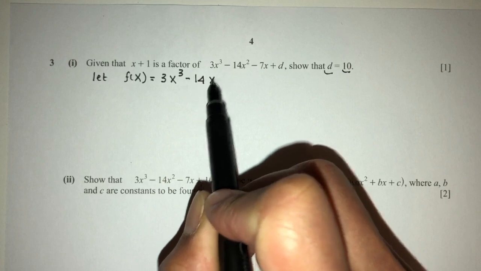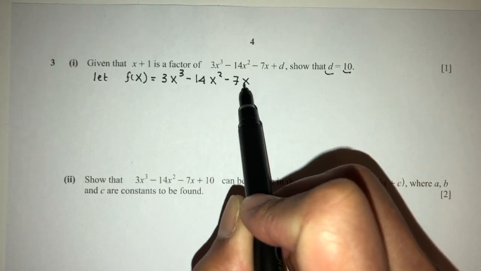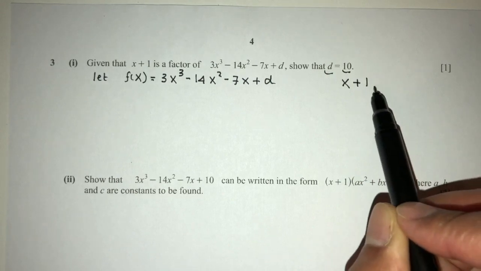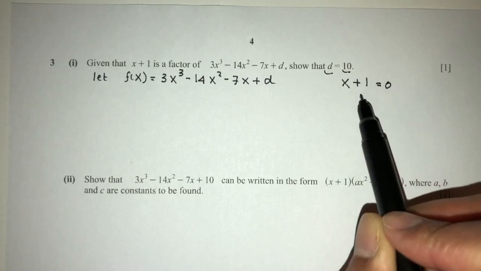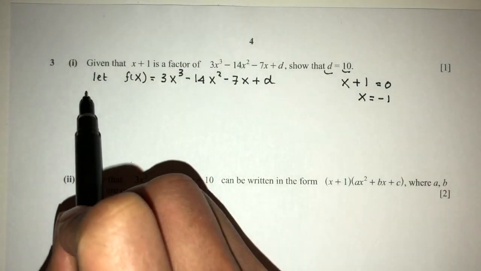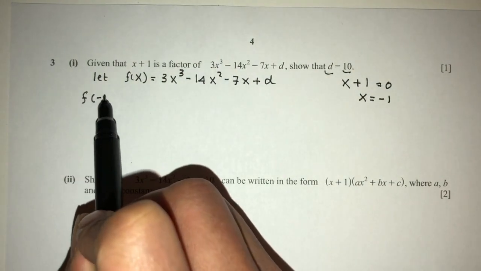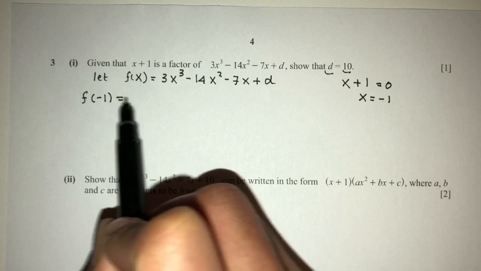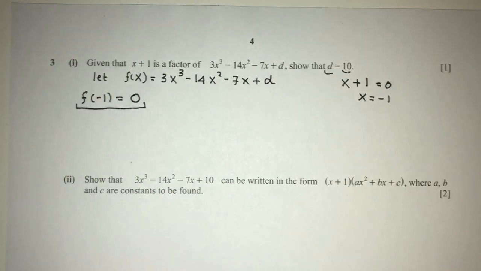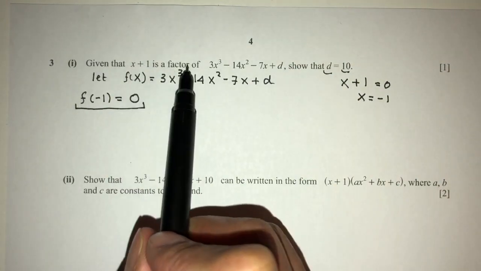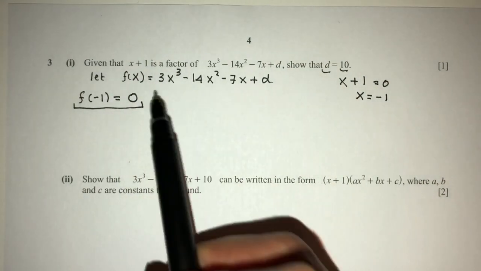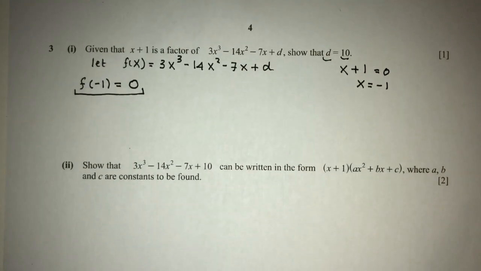So that's my first step. And because we know that x plus 1 is a factor, let's equate that to 0 so we can find the value of x, which will be minus 1. It means if my function takes the value of minus 1, it should give me the value of 0. This is called the remainder theorem, because since it is a factor, the remainder should be 0. So x equal to minus 1 in your equation should give you the value of 0.